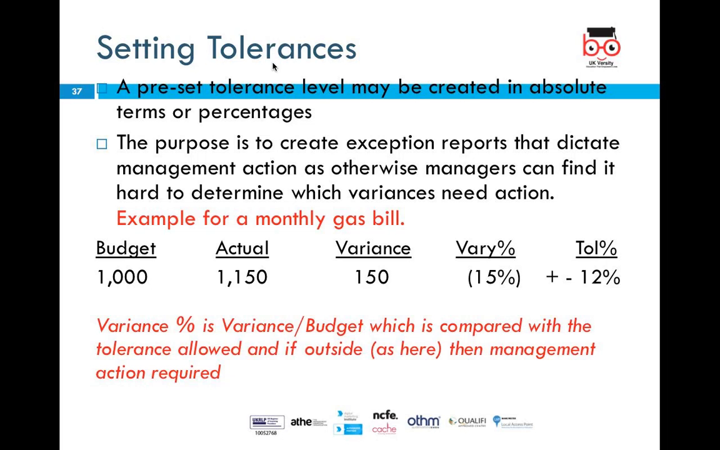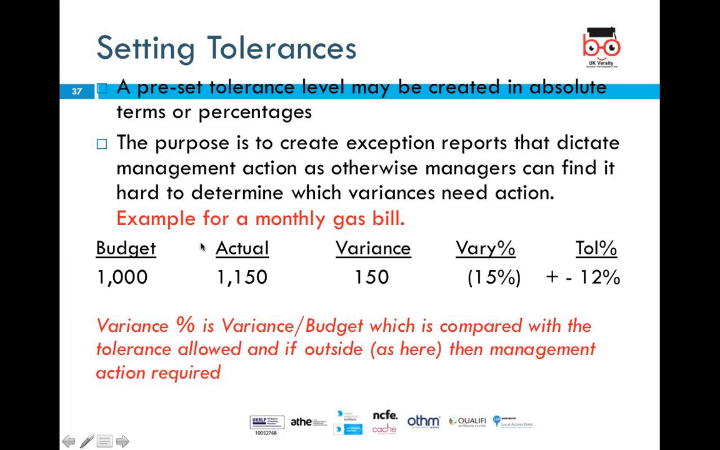If we set a tolerance of variance, that will be very good control to set the business objectives, because the tolerance is a preset tolerance that may be created in absolute terms or percentages. The purpose is to create exception reports that dictate management action, as otherwise managers can find it hard to determine which variances need action.